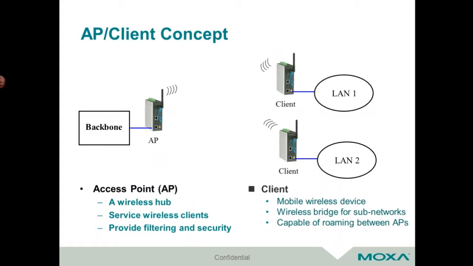Now there's a couple main concepts to keep in mind when you're looking at wireless. There's basically two types of topologies that you can look at. One is called an AP client. This is also known as point to multipoint or infrastructure mode, depending on who you talk to. Those are used interchangeably.